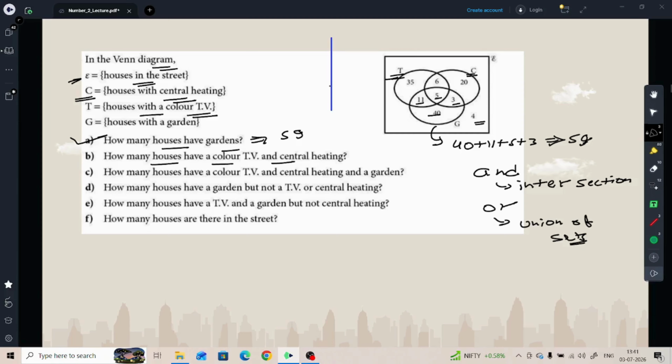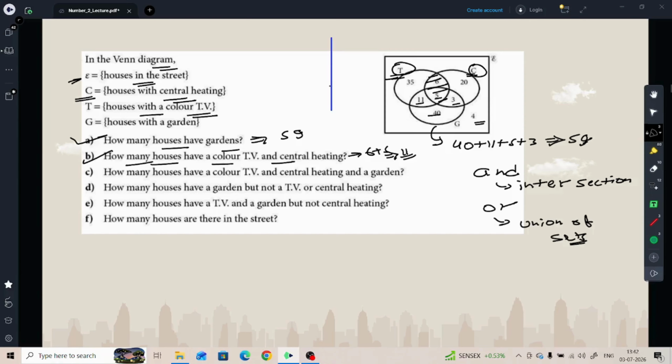So for example, here it is asking you how many houses have a color TV and central heating. So color TV, that will be in set T, and central heating, so C. So we'll be taking out the common elements in T and C, and that is how much? That is 6 plus 5. So that means 11. That's how the thing goes on.